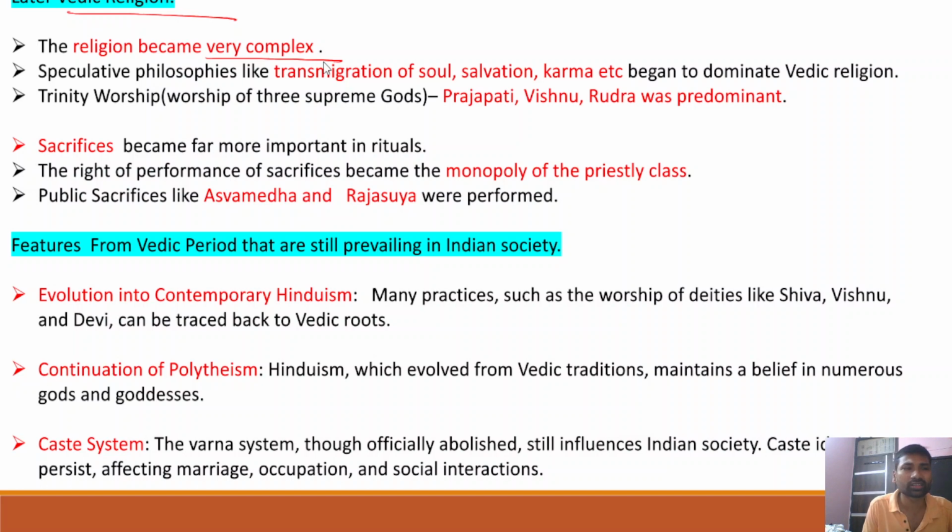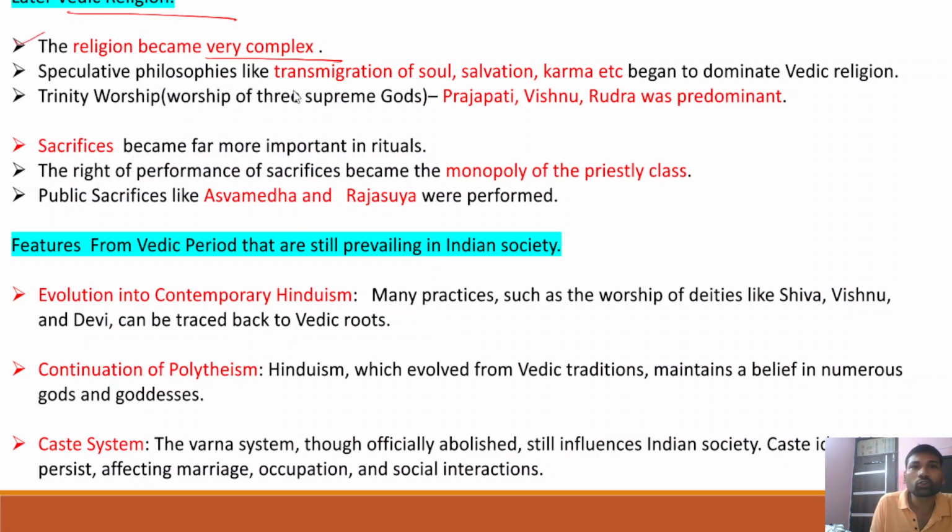Very complex means elaborate rituals, elaborate ceremonies, and rites were developed over a period of time. And the caste system has also further complicated the later Vedic religion because the priesthood has occupied the predominant position. And in the name of religion, caste discrimination is further deeply entrenched into Indian society. So firstly, the religion became very complex.